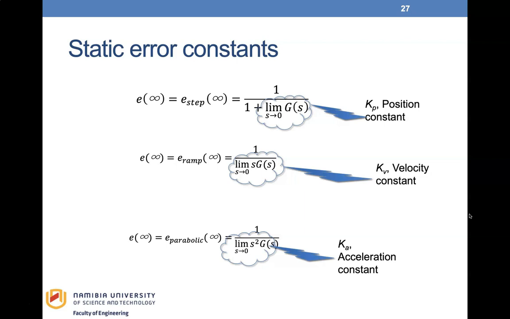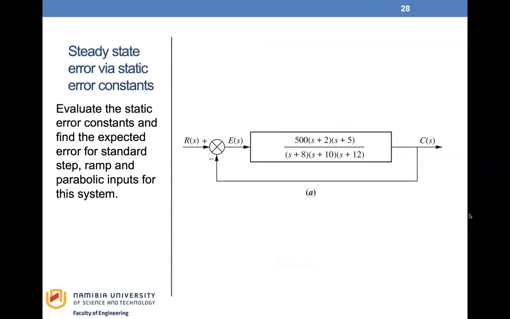From these equations, we can see that the steady state error decreases as the static error constant increases. We can also use the static error constant to compute the steady state error as an alternative to using the final value theorem. We will use an example to illustrate this. In this question, we are to evaluate the static error constants and find the expected error for standard step, ramp, and parabolic inputs for this system.